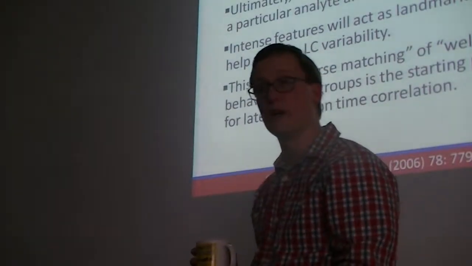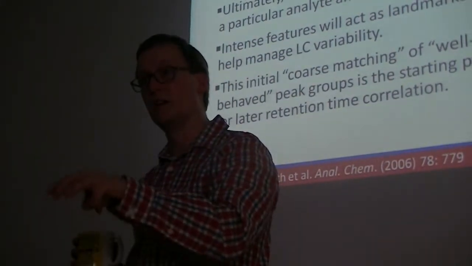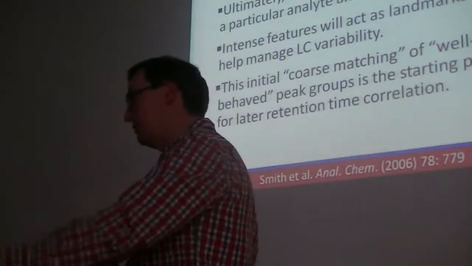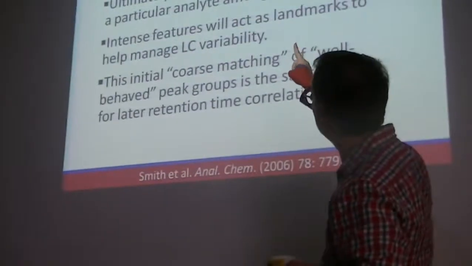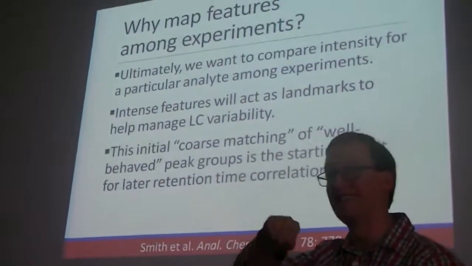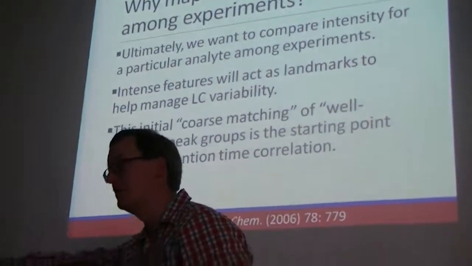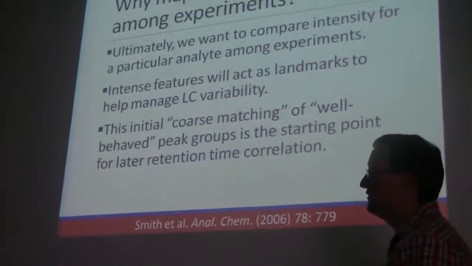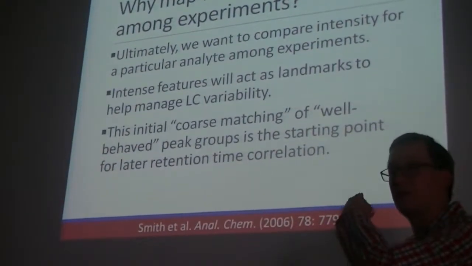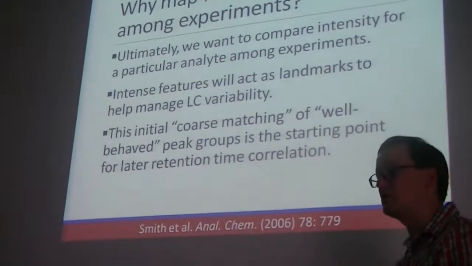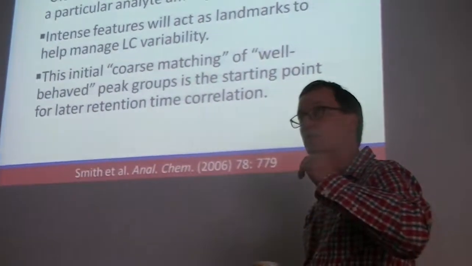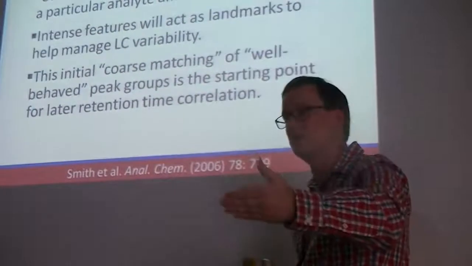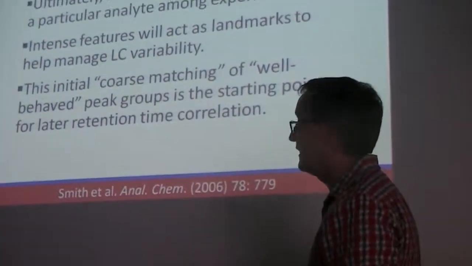In the example this morning, I was going to compare a triplicate of Coke samples to a triplicate of Pepsi samples. So we would like to be able to compare a particular analyte across experiments. And that requires that we have the ability to deal with liquid chromatographic variability. As I mentioned, there's some amount of retention time drift, so where this metabolite shows up in the course of the experiment is going to change very slightly.